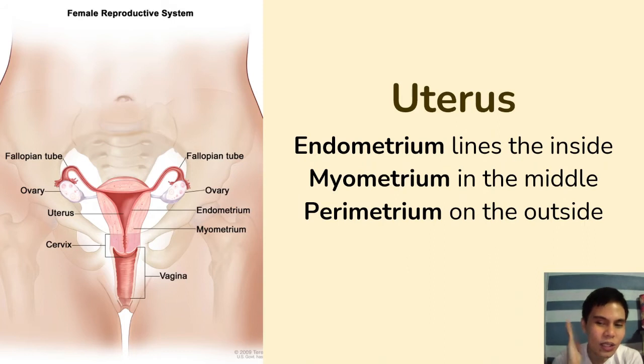Next is the uterus. The endometrium lines the inside. It's basically the inner lining of the uterus. The middle part is called the myometrium, and the outer part is the perimetrium. So these prefixes are things you will see in biology very, very often. Endo means inside, myo means middle, and peri means on the perimeter or on the outside. So remember these prefixes, they will help you in the future.